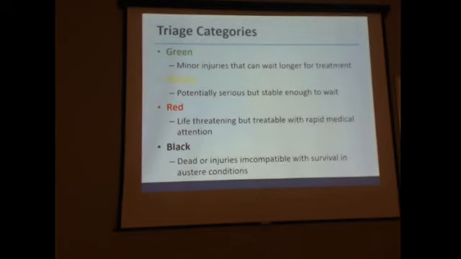So green, again, is the minor injuries. Yellow is potentially serious, but they're stable enough. They don't need immediate intervention. Red is life-threatening if you don't intervene right now. And then black are either those who are deceased or those who are expectant immediately.